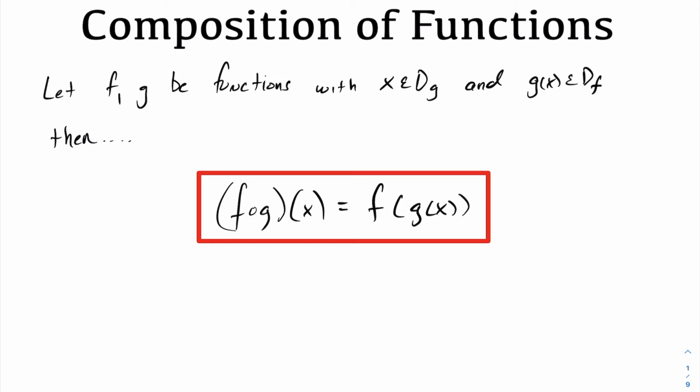So this operation here is called composition of functions, and just like when you add two functions, subtract two functions, multiply two functions, or divide two functions, you get a function as your output. Same thing works here for composition of functions. The composition of two functions creates a new function. Let's take a look at some examples.